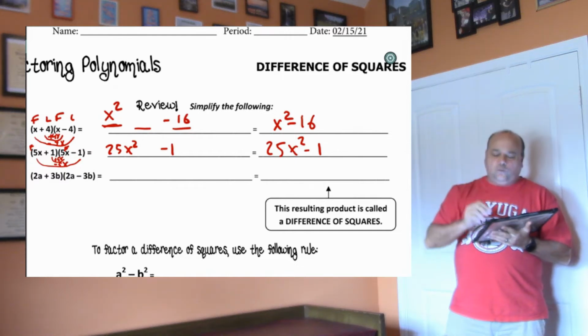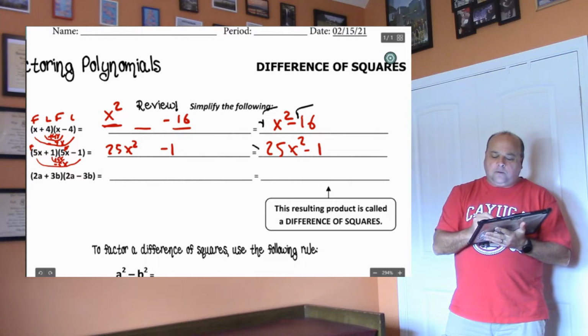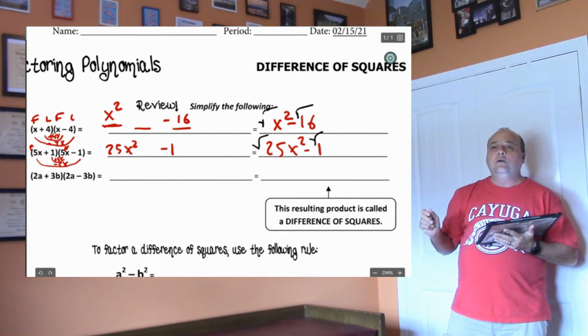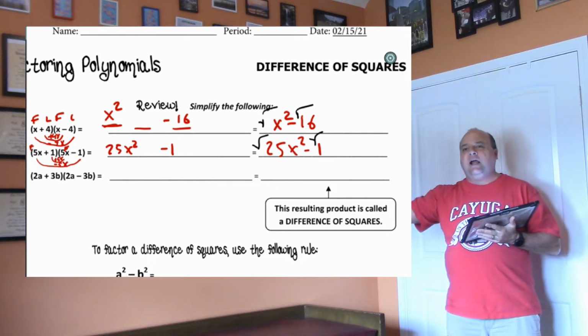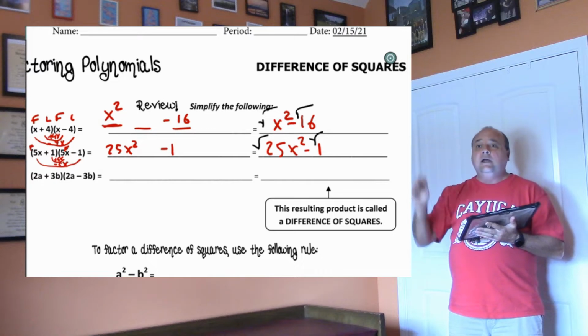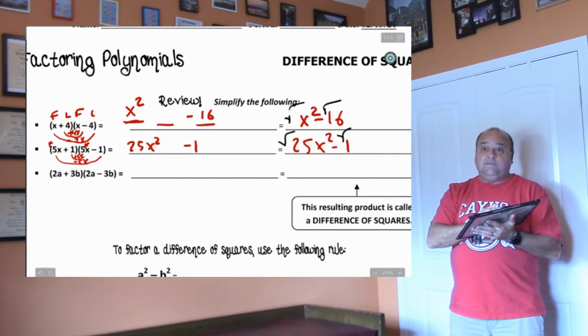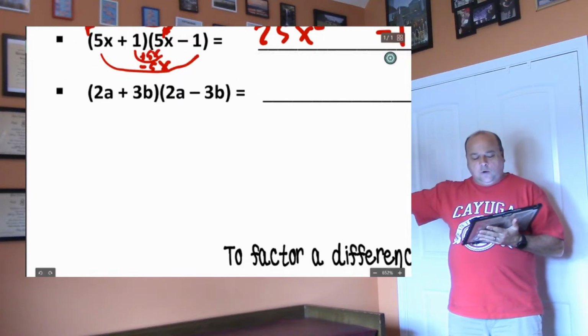Now then, notice what's happening here. The first term and the last term are perfect squares, aren't they? That's because the first terms are the same and the last terms are the same. The middle term cancels because the parentheses have different signs. Let's go to this one. Let's let the board clear up.